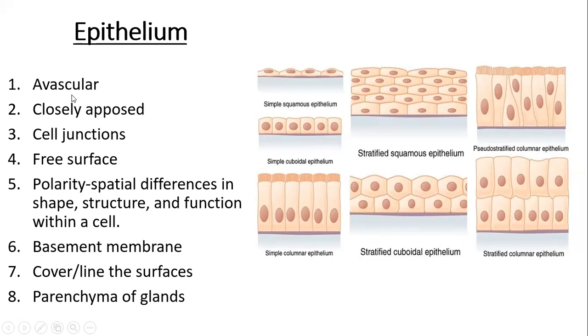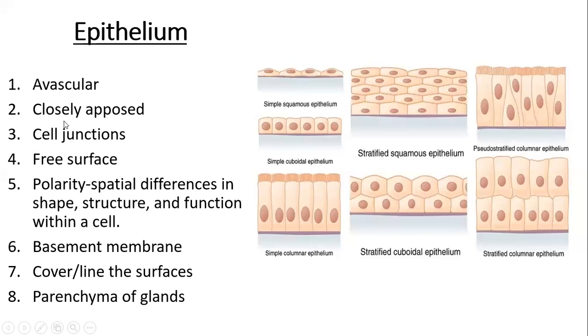Epithelium is avascular, which means that no blood vessels are present within the different layers of cells forming an epithelium. So how do the epithelial cells get their nutrition? They get their nutrition from the underlying connective tissue in which the blood vessels are present by the process of diffusion.